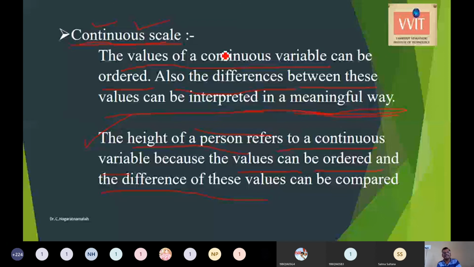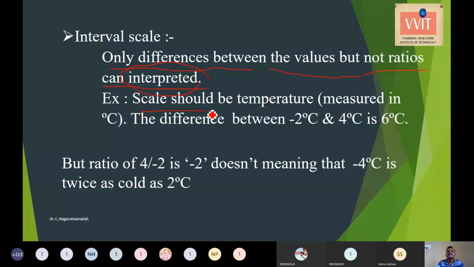This is also one more important condition. In an interval scale, only differences between the values, but not ratios, can be interpreted. When you compare two values, you can interpret the differences but not the ratios. The heights can be compared in a class, but the ratios of the heights cannot be compared. For example, an interval scale should be temperature measured in degrees.